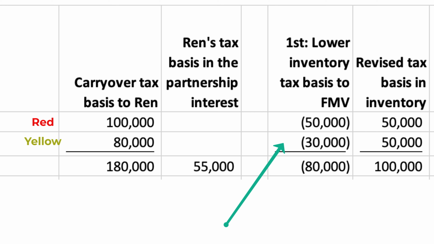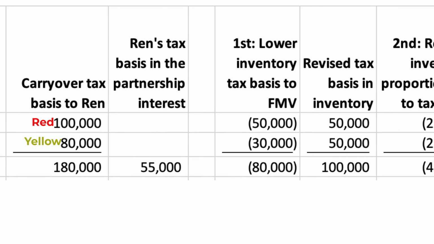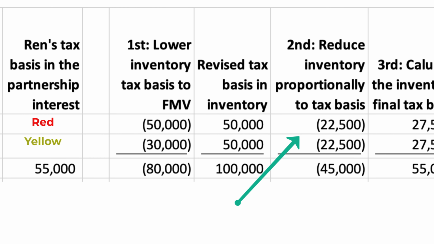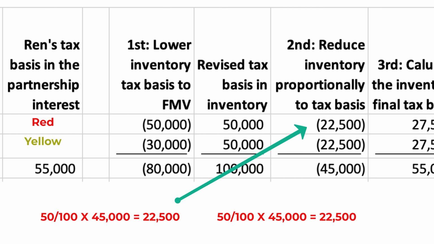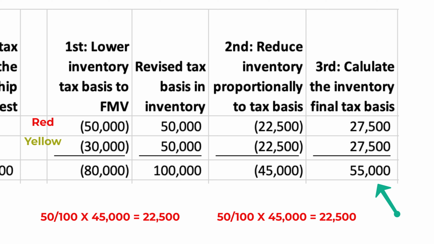In this example, the red and yellow inventory both have a fair market value of $50,000, so we lower the inventory basis of each to $50,000. The second step is to lower both the red and the yellow inventory tax basis proportionately until the total tax basis equals Wren's $55,000 basis available to the inventory. That's another $45,000 reduction in total, allocated $22,500 to the red inventory and $22,500 to the yellow inventory.